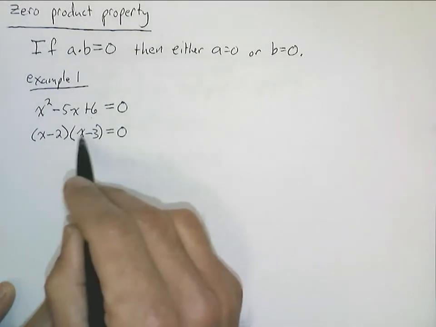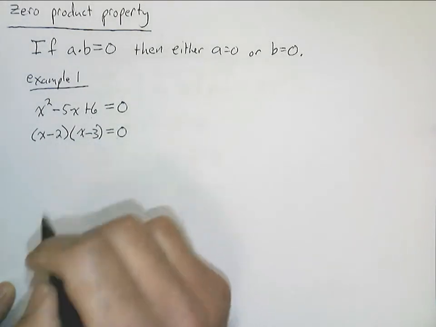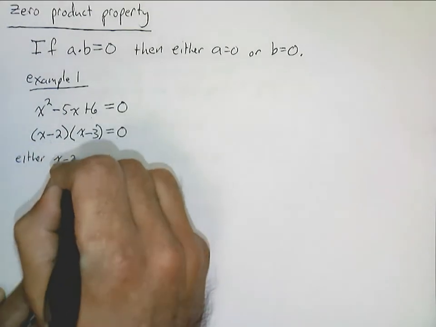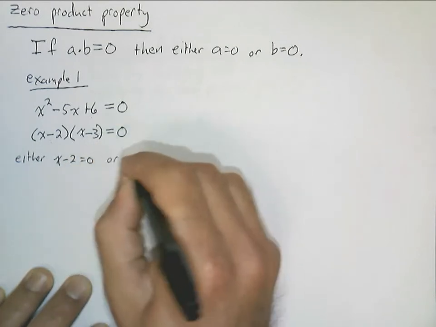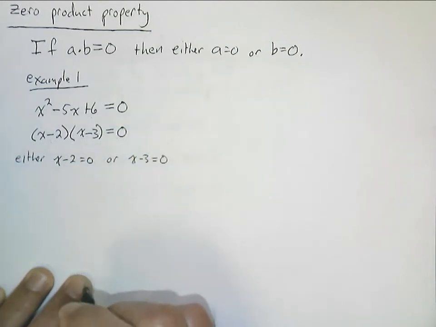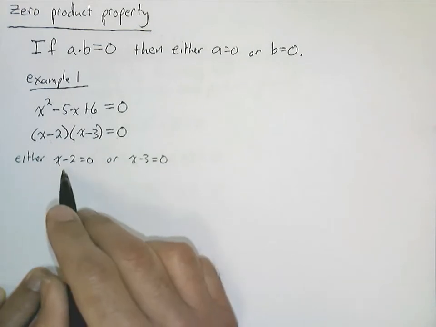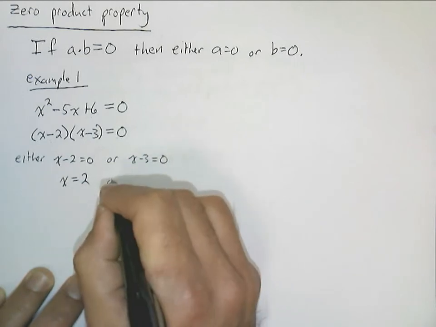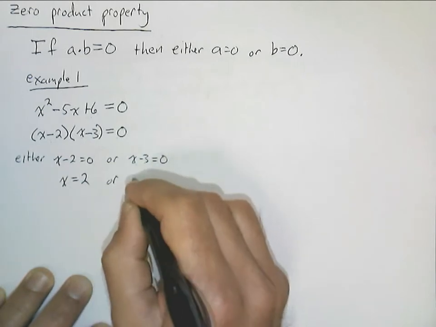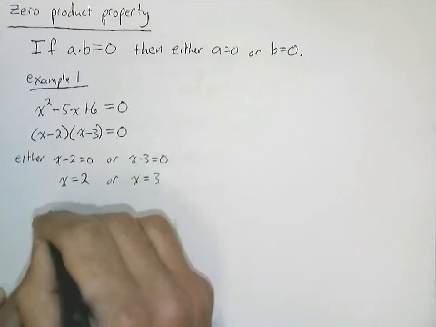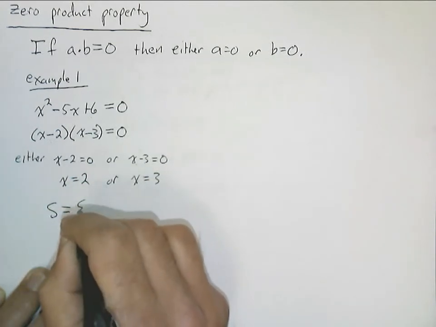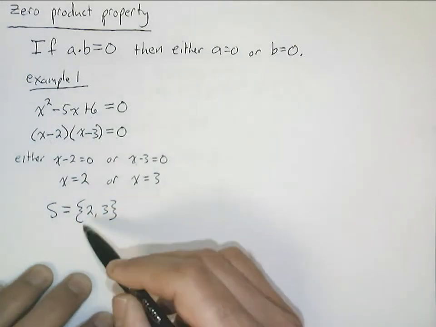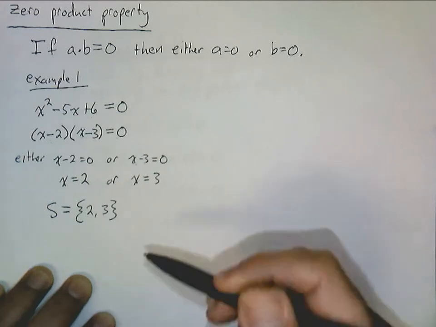So the product of these two things equals 0, which means one of those two things has to be 0. So either x minus 2 equals 0 or x minus 3 equals 0. And those are two easy little linear equations to solve. We could add 2 to both sides here, getting x equals 2, or x minus 3 equals 0, which means x has to equal 3. So our solution set for the equation is 2 and 3. And of course, we can check these by plugging them back into the original equation, seeing if we get a true statement out.